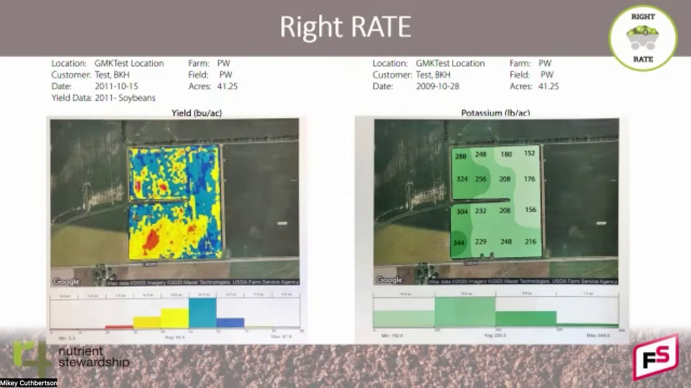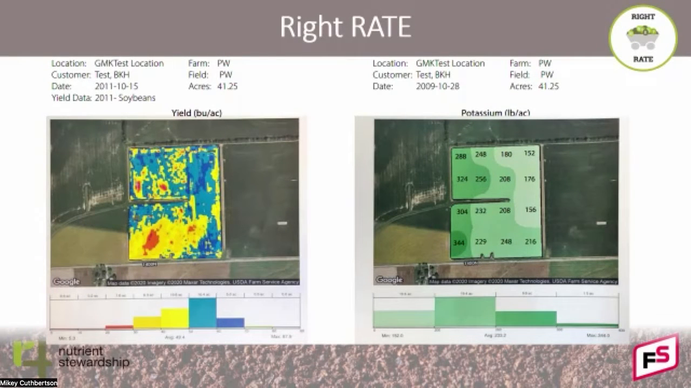And here's a nice correlation, again, making sure that we're applying the right rate, not just across the whole field, but within the field in different areas. We can see that variability exists. So that's part of the right rate and getting into the precision ag world. And so here's just a correlation. This is actually a map from the States, but just to show.